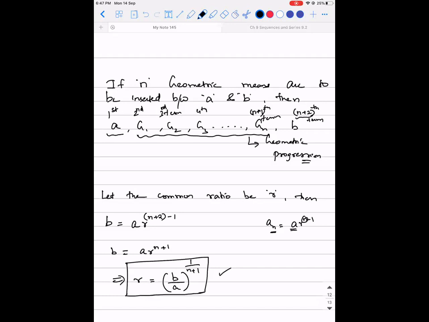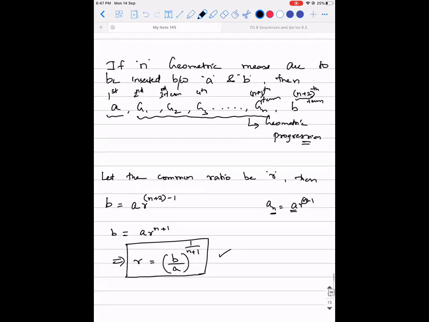So once you get the value of R, how will you write the geometric progression? A, AR, AR square, it keeps on going till AR power n, comma B. So what did we do in the case of arithmetic progression? We calculated the common difference and then we wrote the sequence. Here we found the common ratio and then we write the required sequence.